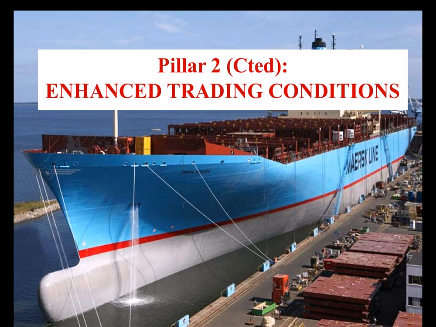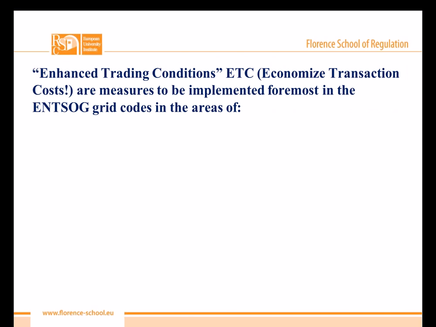Now, second pillar, enhanced trading condition. We do not want only to have structural markets. We also want to get markets where traders can trade. Enhanced trading conditions, ETC, can also be seen as, if you know the modern economics, to economize transaction costs. There are measures to be implemented foremost in the ENTSOG grid codes.